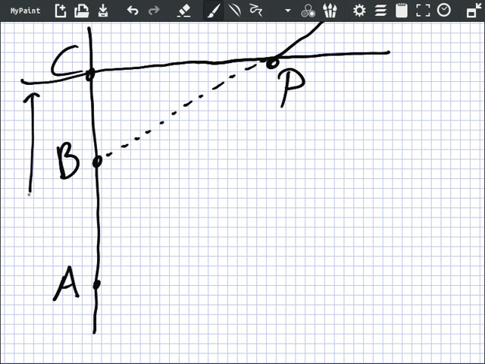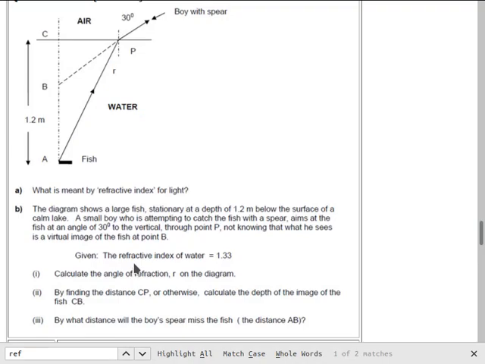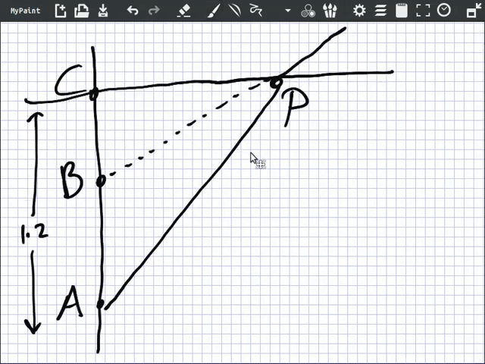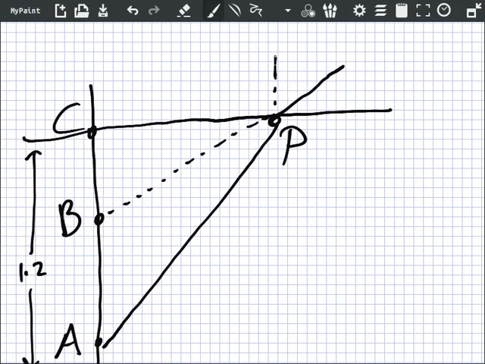Did I get it right? Yeah, I got it right. Okay. I did this and then I did this. And then I fell asleep.